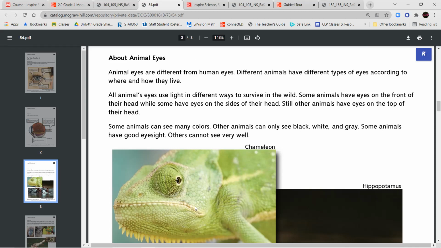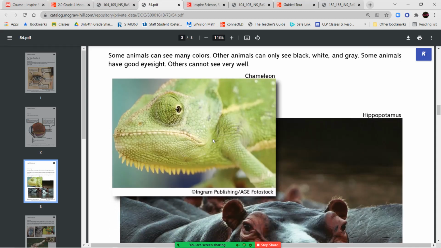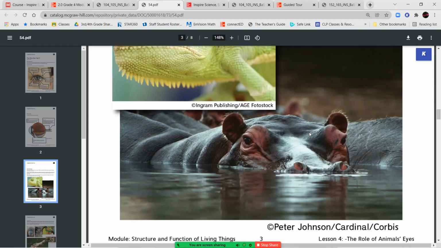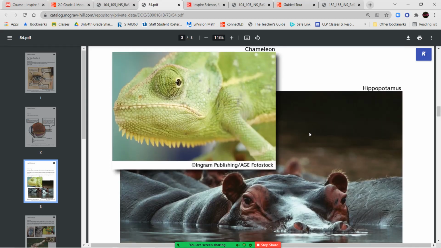Some animals can see many colors. Other animals can see only black, white, and gray. Some animals have good eyesight. Others cannot see very well. So this is a chameleon. And here we have a picture of a hippopotamus, and you can see how their eyes are different.